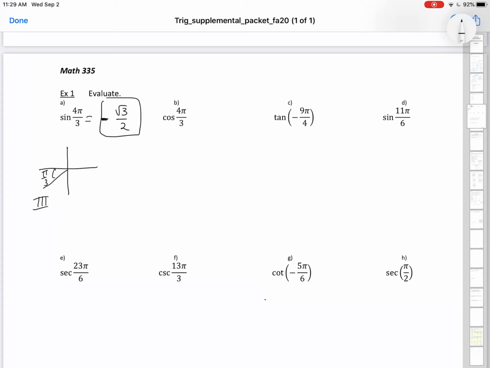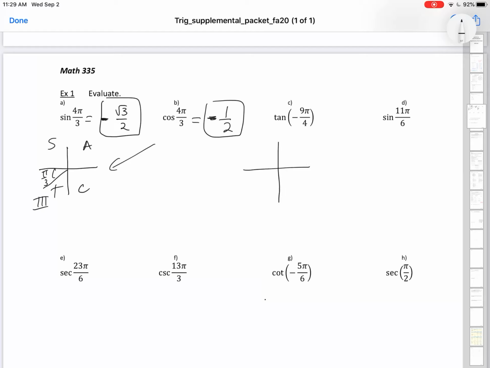Cosine. Okay, cosine of the exact same angle. Well, that's still in the third quadrant, so I'll use this same picture. Cosine in that third quadrant, all students take calculus, is also negative. And cosine of 4 pi over 3, cosine of a pi over 3 angle, is 1/2. And we're done. How about negative 9 pi over 4?